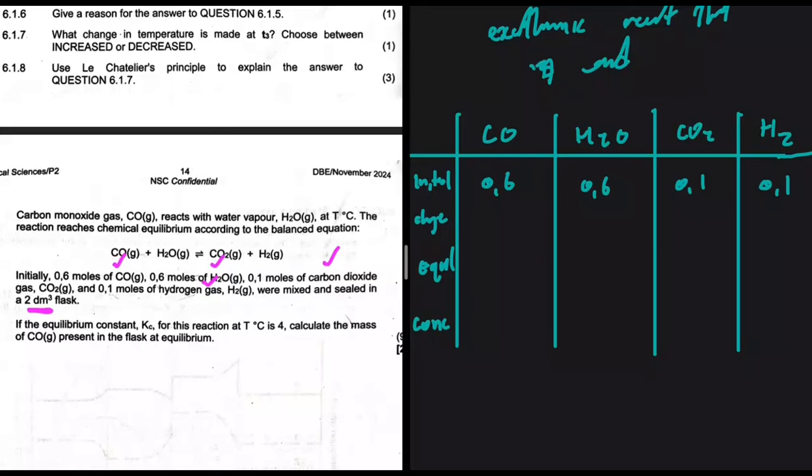So what will be the change? With respect to the balancing coefficient, here we can have minus x, because the reactants are going down, they're getting used up. And then for the products, we have plus x.